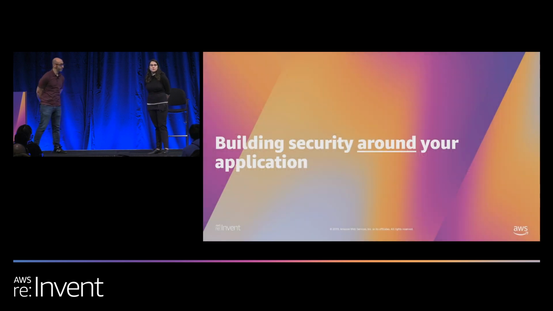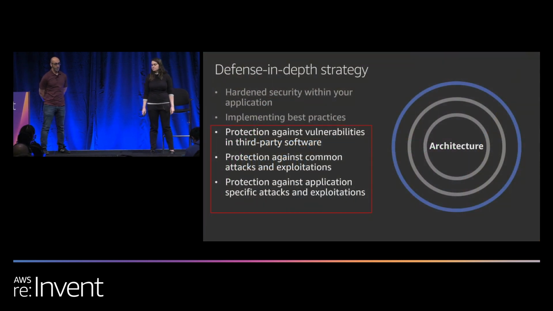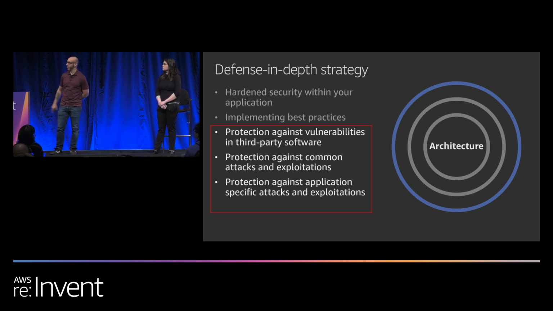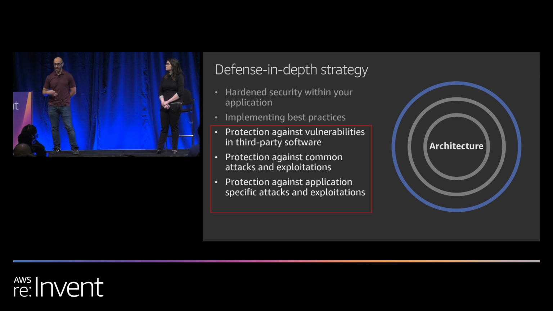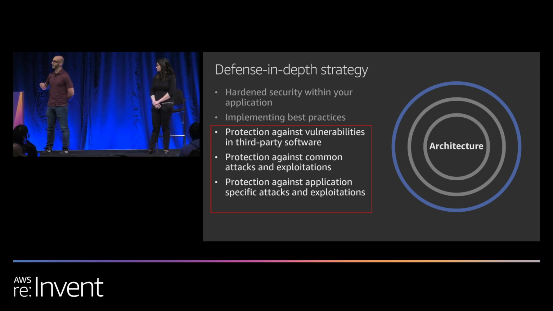Okay, so that was building security in your application. Next, we're going to talk about how you can build security around the application itself. As I said, there are two real sides to this, right? The first side we talked about was the things you can do inside your code. The second one, the last three bullet points here, are really how you can protect yourself around your code.